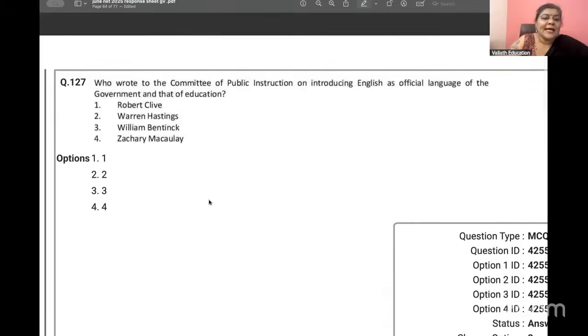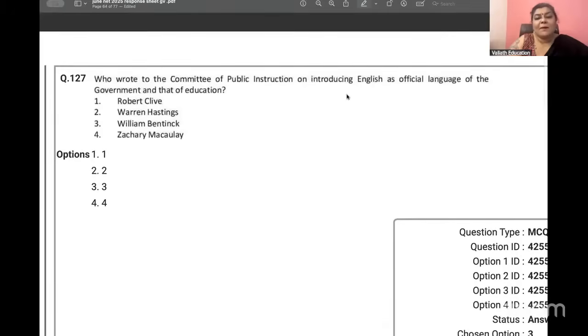Okay. Then, who wrote to the Committee of Public Instruction, introducing English as the official language of the government and that of education? Who supported English education? Only one man supported from what we know. William Bentinck. And Macaulay did the presentation on the minute on English education because of William Bentinck, right? So choose William Bentinck. We don't know what the others said about English education, but we know Macaulay supported it. What Macaulay wrote is William Bentinck's ideas. I've taught you that. William Bentinck.